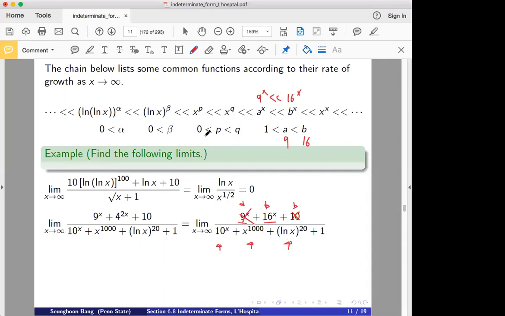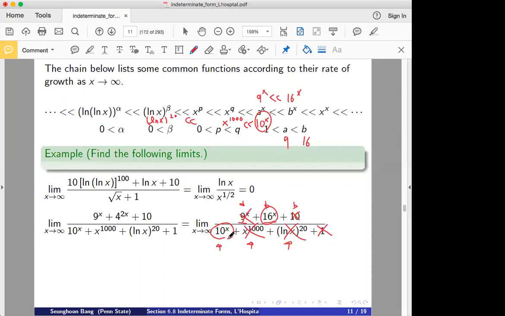Yes, 10 to x here. x to the 1000 here. 10 to the x is here, growing faster. The ln of x to the 20 is here. ln of x to the power 20. So this is the fastest one. You have to ignore slow one. Limit is not 1. You think about it here.